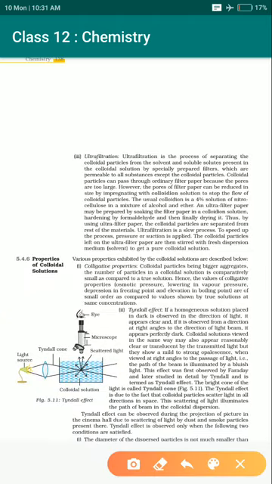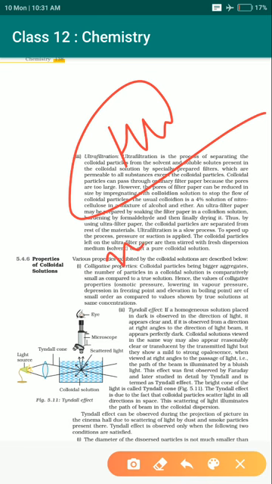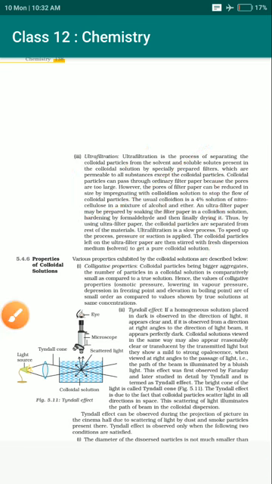For homework, you have to write notes on the topics which we have studied: preparation of colloids and purification of colloids. Write the notes on your own.